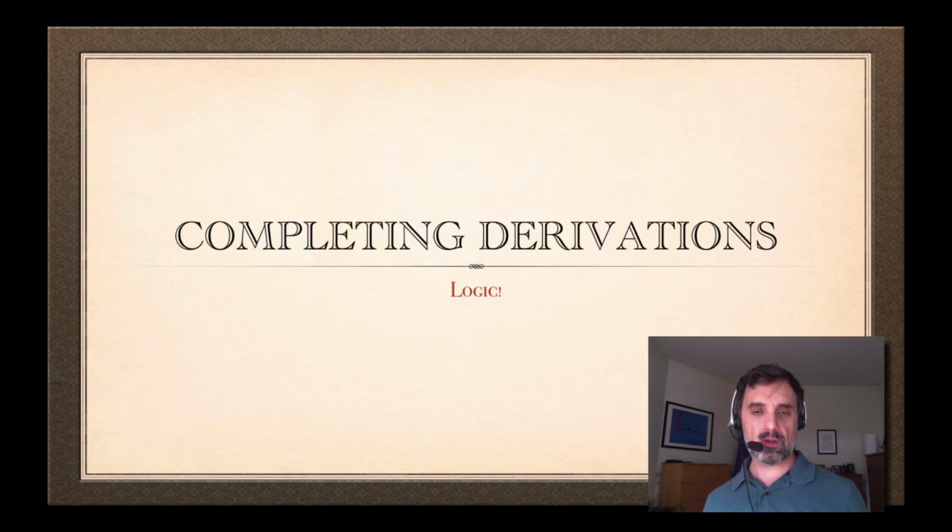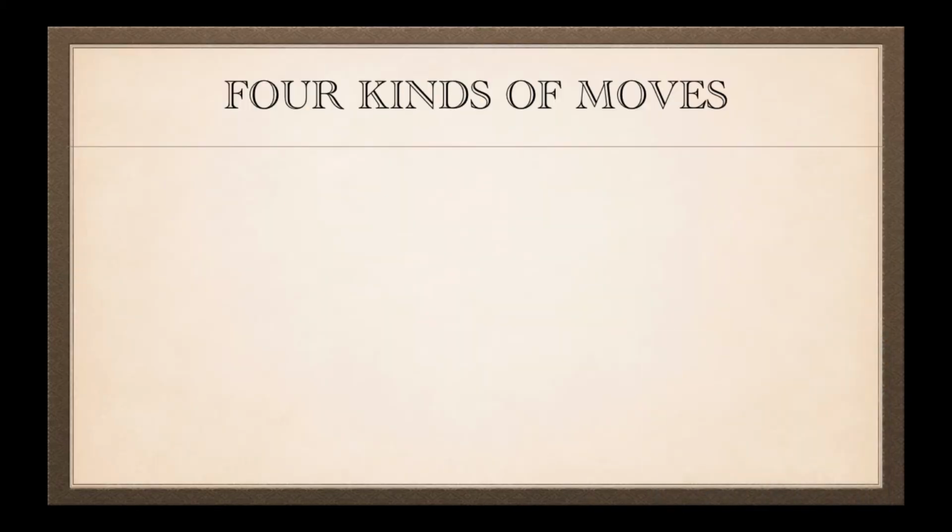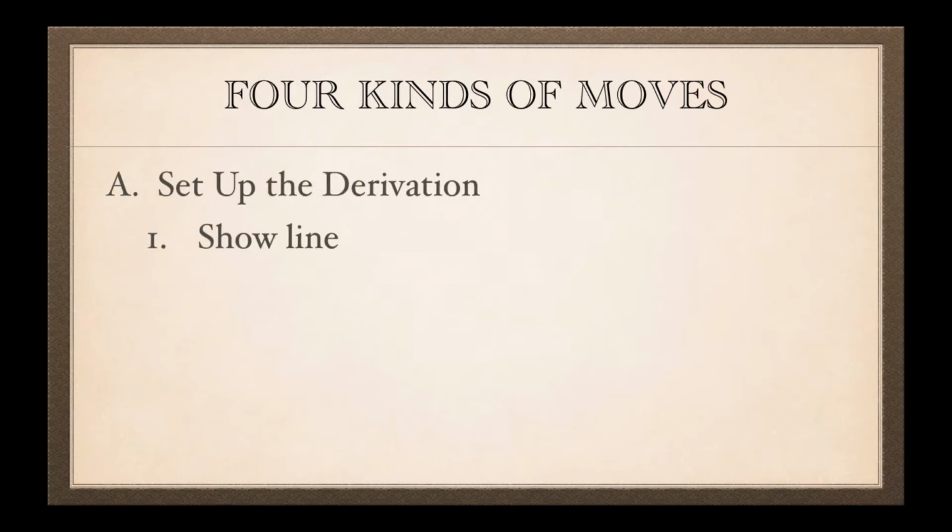Hello. So in this video we'll take the last step with our derivation system and getting it set up and talk about how to complete a derivation. So as we said, there are four kinds of moves. The first two are involved in setting up the derivation. First you enter the show line, show of the conclusion, and then you enter the premises with justification PR.